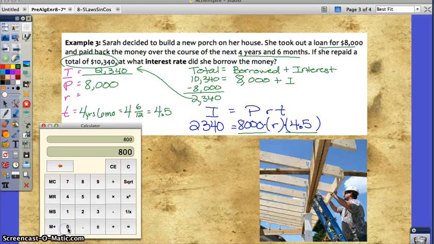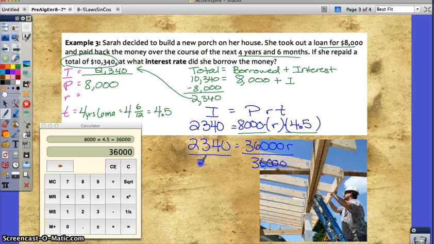What is 8,000 times 4.5? All right, so we have 36,000, and that is still being multiplied by your R. Now to solve for R, we could divide by that 36,000, and we will get our rate. Now remember, with your rate, you're going to get your answer as a decimal. The rate should be given to you as a percent, so we will need to convert it. Go ahead and do your division on your calculator here.